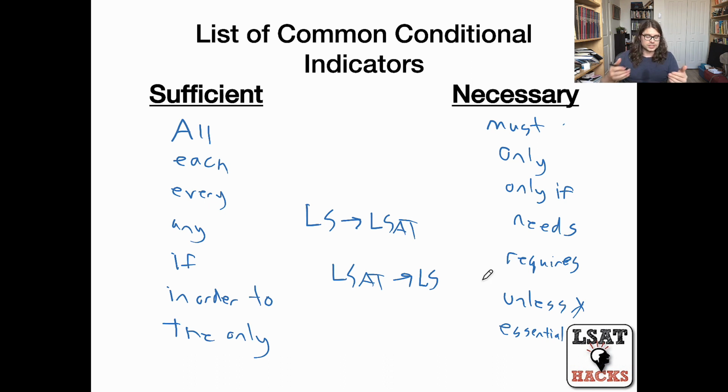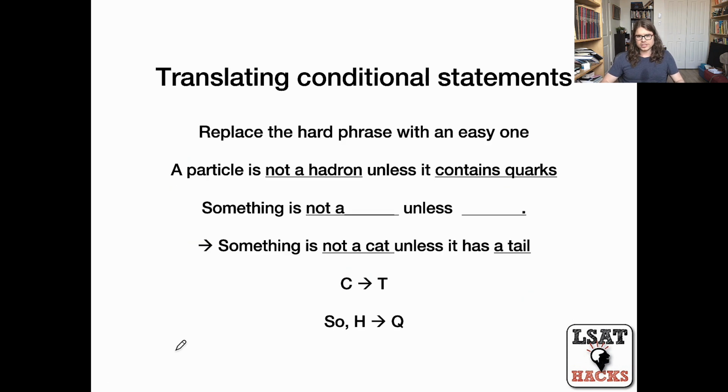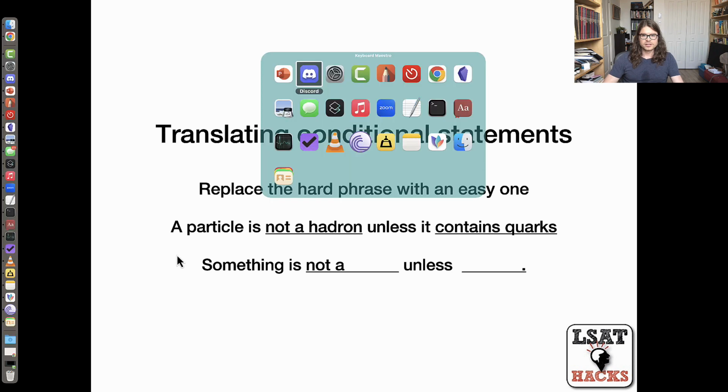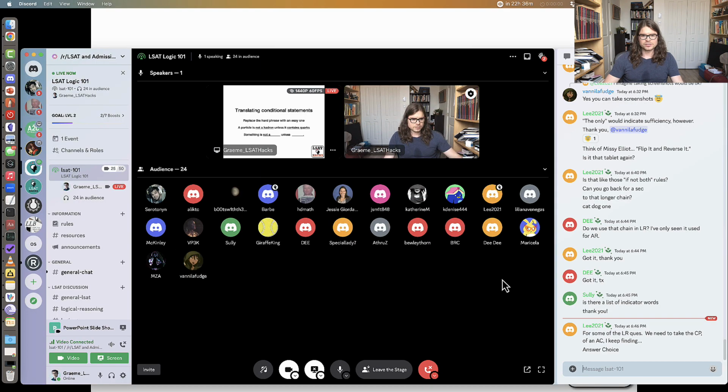So you're going to see other words that indicate sufficient and necessary. This is just examples of the most common ones. You should definitely know everything on this list. But you also need to be able to recognize new ones and understand them. So we're going to do an exercise on the next slide on translating conditional statements.